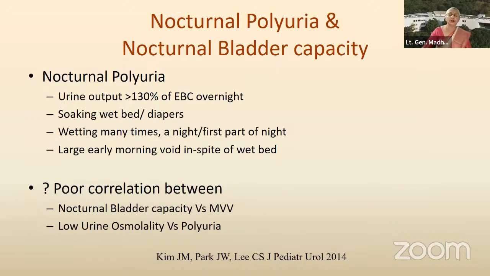The nocturnal polyuria is another thing which we would like to know, especially if the nighttime wetting is much more, because some children may have more of enuresis along with the voiding disorder because this nocturnal bladder capacity is reduced. The expected overnight urine output is about 130% of the expected bladder capacity for age. There's a poor correlation between nocturnal bladder capacity versus maximum voided volume during the day.